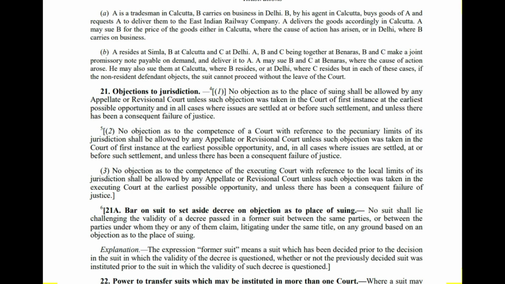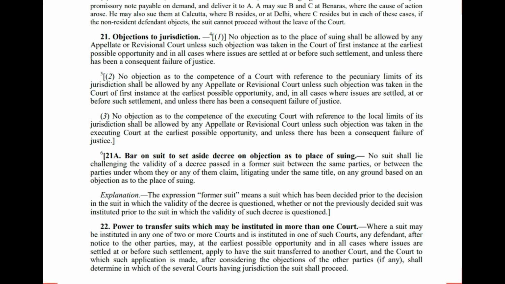But in each of these cases, if the defendant who is not residing there is objecting, the suit cannot be proceeded without the leave of the court. So simply you need to get the permission if the other defendant is objecting to the jurisdiction. Now let us move to section 21. If somebody has to raise an objection with respect to the jurisdiction, when should he do so?